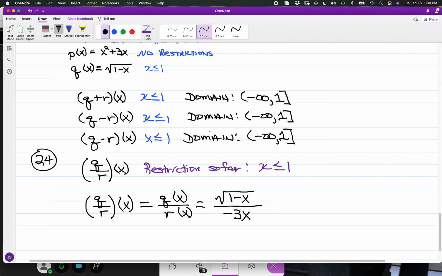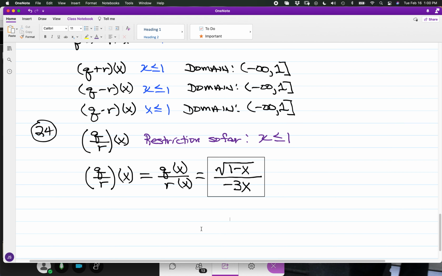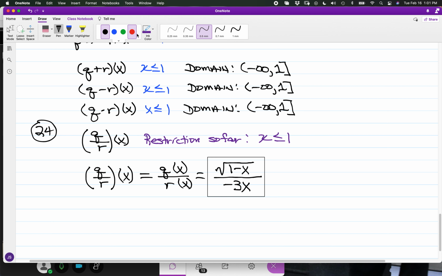Okay, all right, and now this ratio is in simplest form. Just looking at what we have now, Q of X is in the numerator, so for this part we have X less than or equal to 1. Again, for Q of X over R of X, we have the square root of 1 minus X all over negative 3X. Now, for the restrictions.